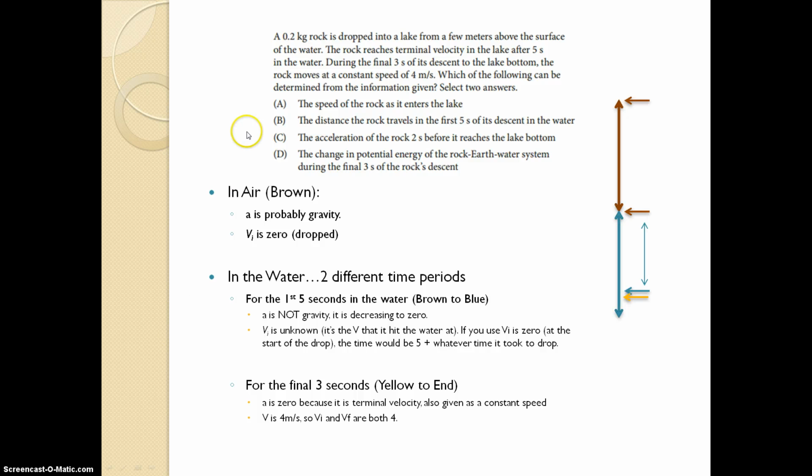So let's go through the letters here. Letter A. Can we figure out the speed of the rock as it enters the lake? Nope. There are 2 sections it applies to, the brown and the first 5 seconds of the blue. Neither one has got the 3 things we need, so that's automatically wrong. Can we figure out the distance the rock travels in the first 5 seconds of its water? We already said, nope. We only know the time and the final velocity. We don't know the acceleration. In fact, it's constantly changing, so you couldn't solve it anyway. And we also don't know the initial velocity of that time.